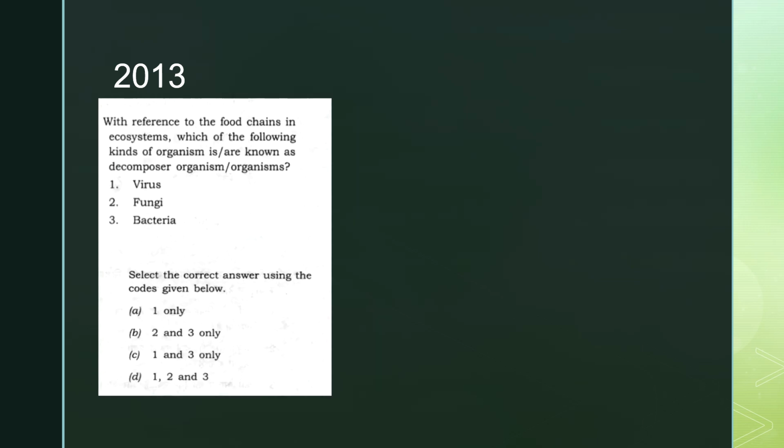With reference to the food chain in the ecosystem, which one of the following kinds of organisms are known as decomposer organisms? Virus, fungi, bacteria. I think virus is eliminated because it does not have a specific role here. So 2 and 3 will be the correct answer.